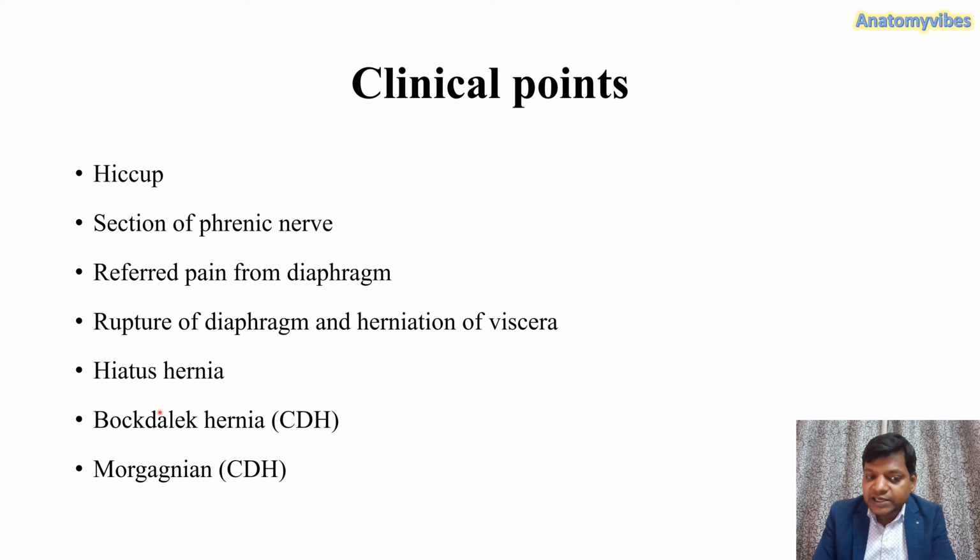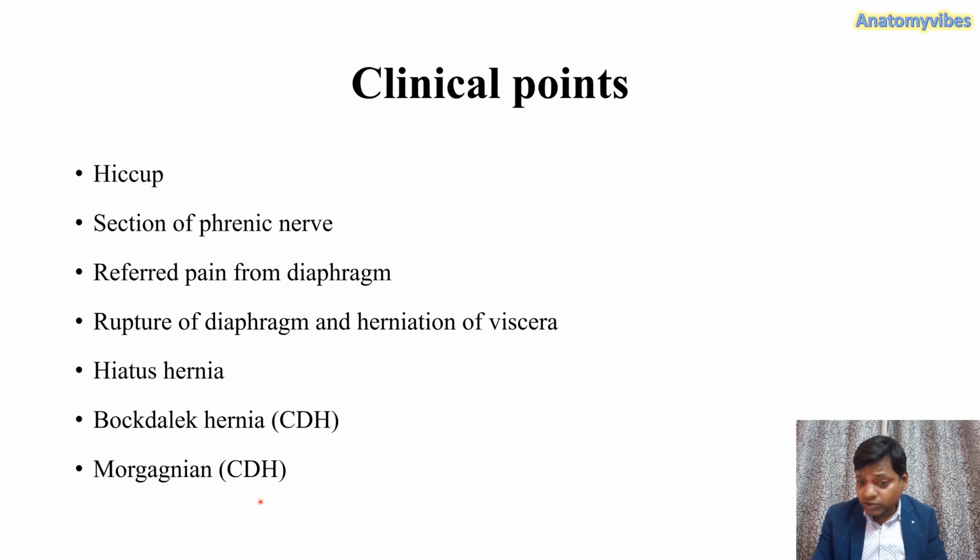Now Bochdalek hernia, as you have seen posterolaterally we have lumbocostal triangle, weak part of the diaphragm developing from membrane. So if in that region, if congenital weakness is there, abdominal viscera can go inside the thoracic cavity from the posterolateral part, so that causes the Bochdalek hernia. What is Morgagnian hernia?